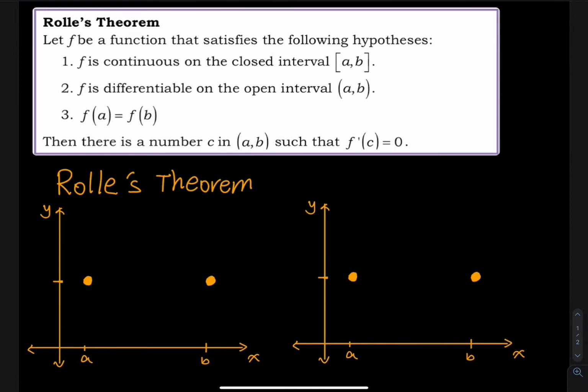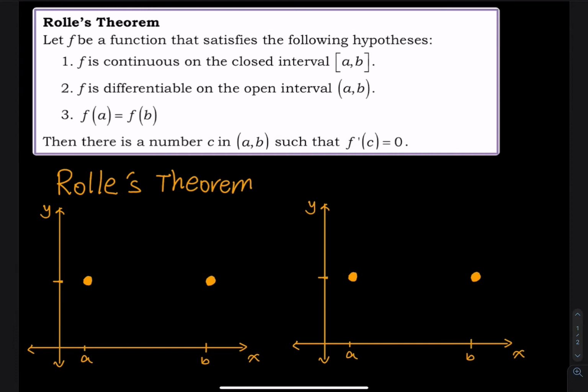And then what about differentiable? Differentiable means you don't see a discontinuity, like a vertical asymptote, you don't see a sharp point, and you don't see a cusp, right? Those are not differentiable. And then number three, f(a) equals f(b).